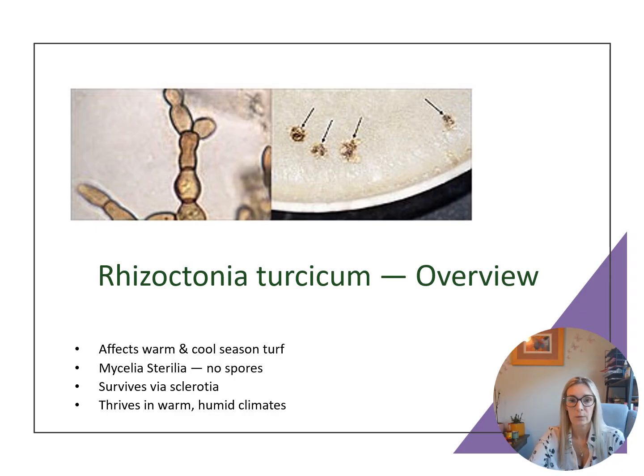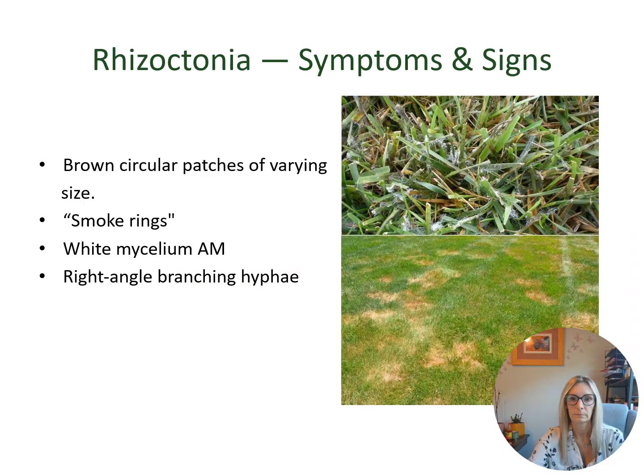Rhizoctonia thrives in warm, humid environments, making the southern United States particularly susceptible. Symptoms of Rhizoctonia vary depending on mowing height. In high-cut turf, the first signs are circular brown patches, often with visible white mycelium early in the morning. In closely mowed turf, such as putting greens, we see what are known as smoke rings, thin brown or gray rings around the perimeter of the patch.